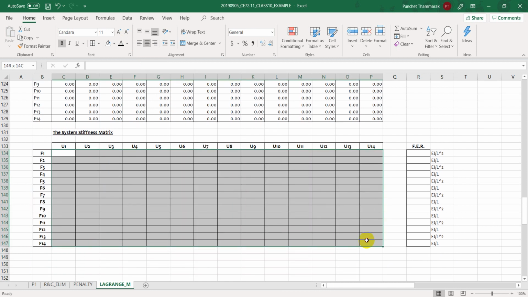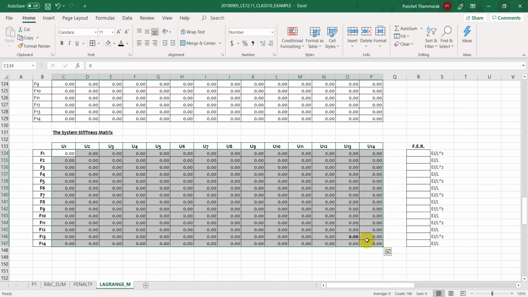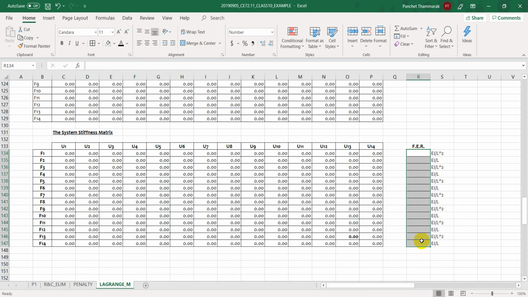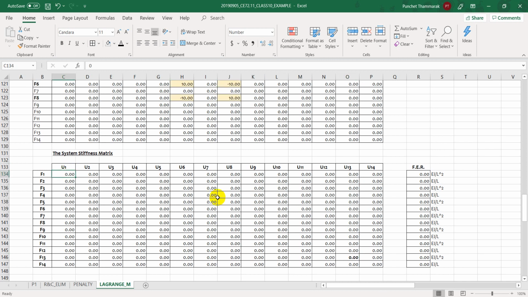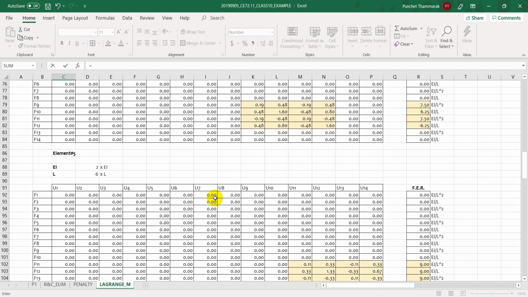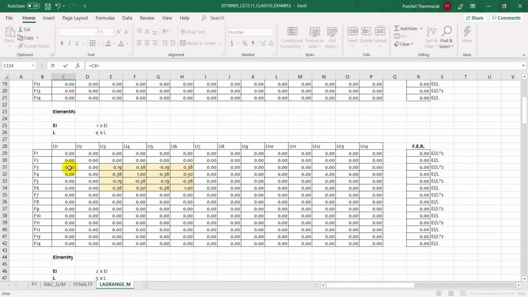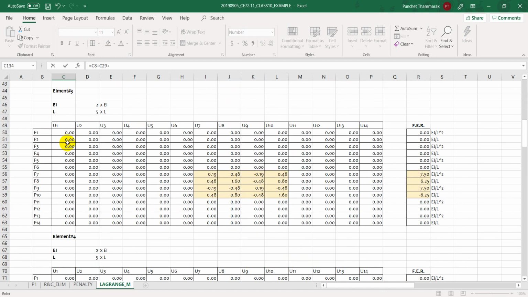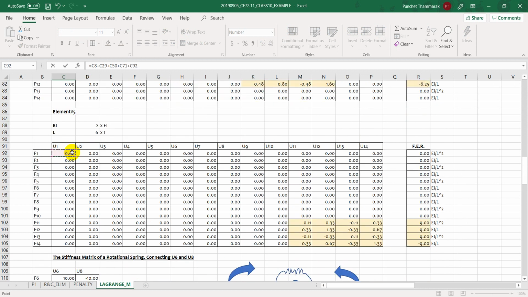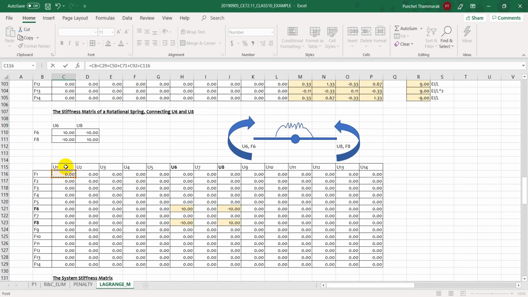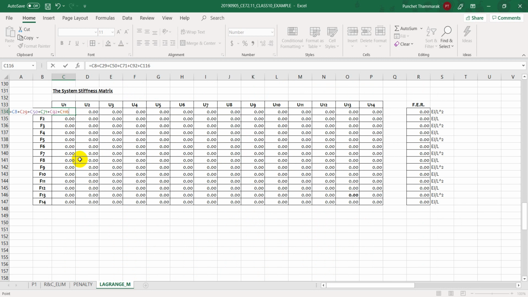And pre-dump with the 0. Okay, don't forget the 40 there. So now we assemble the stiffness matrix. It is this one add up with this one, add up with this one, add up with this and this and this, and that's it.